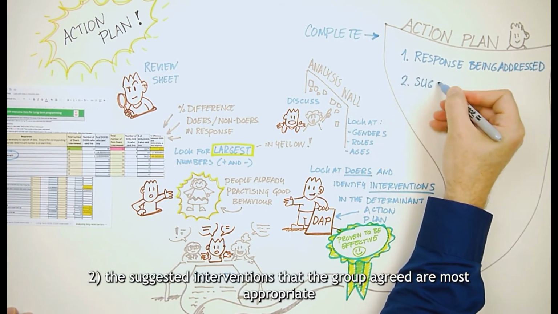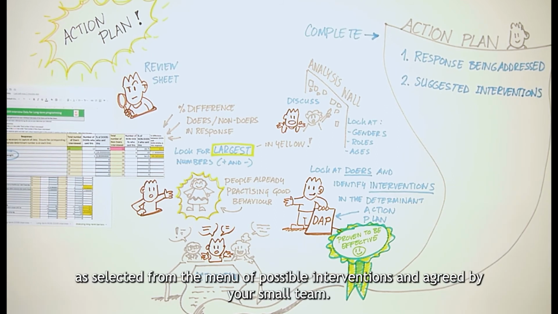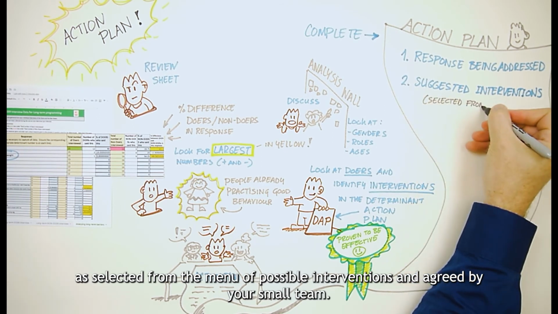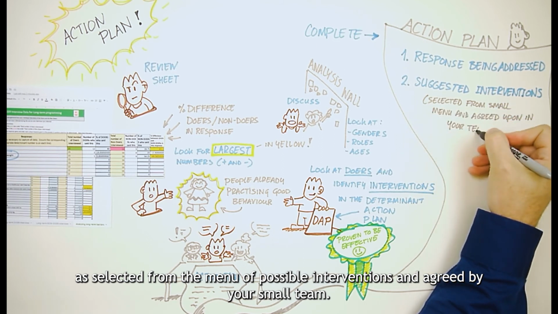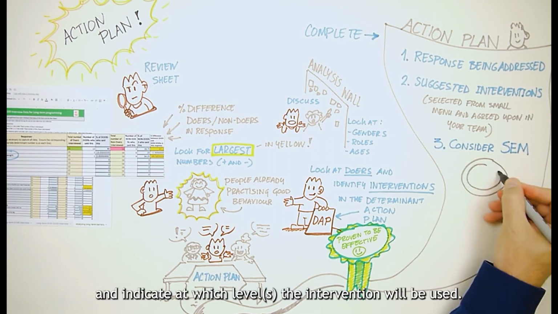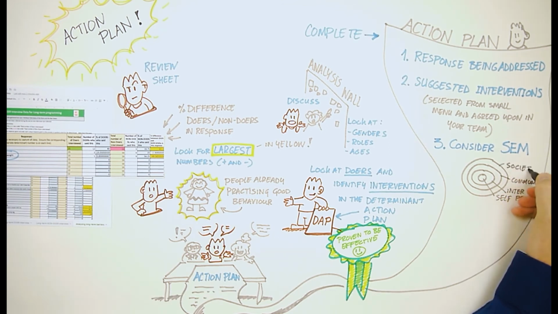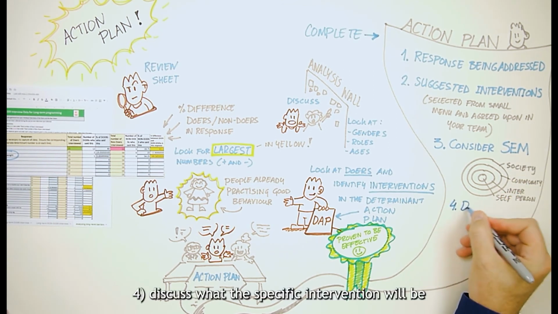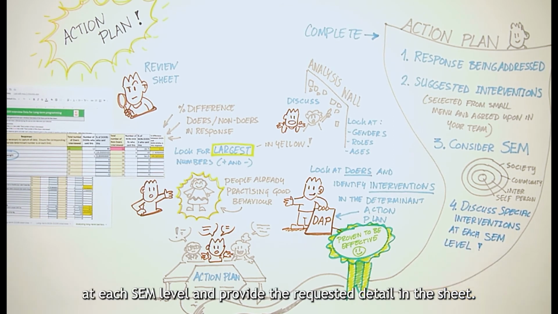2. The suggested interventions that the group agreed are most appropriate, as selected from the menu of possible interventions and agreed by your small team. 3. Consider the SEM and indicate at which level or levels the interventions will be used. 4. Discuss what the specific interventions will be at each SEM level and provide the requested detail in the sheet.